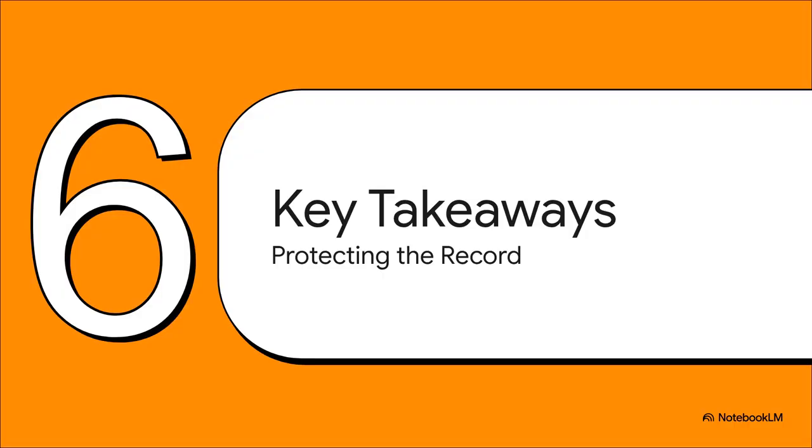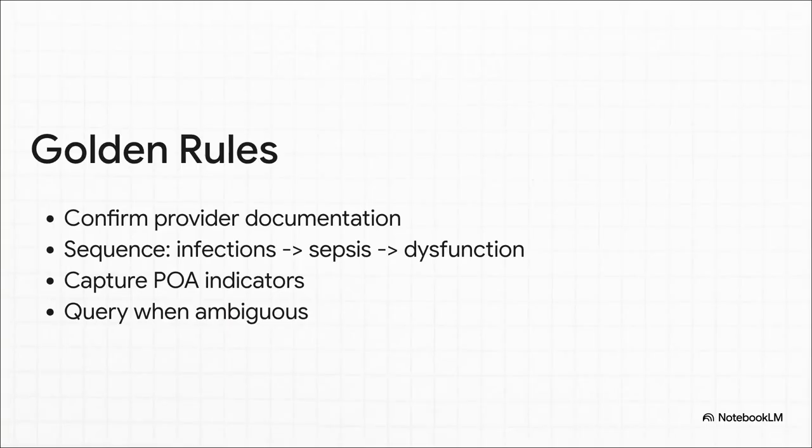Finally, Section 6, key takeaways for coders, protecting the record. Let's recap your golden rules. 1. Always confirm provider documentation. No assumptions allowed. 2. Sequence infections properly into sepsis and then organ dysfunction. 3. Religiously capture those present on admission indicators to avoid quality penalties. And 4. Always query when ambiguous. Nailing these, especially those precise birth weight and gestational age drivers, is exactly how you defend your NICU level of care against managed care downgrades.